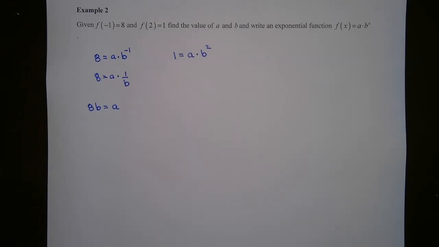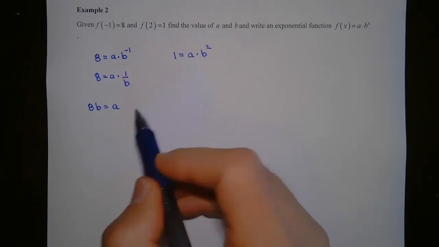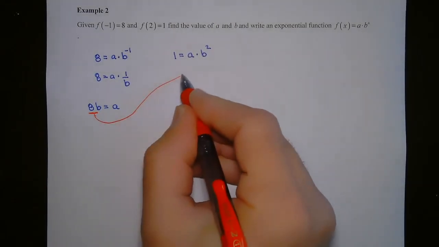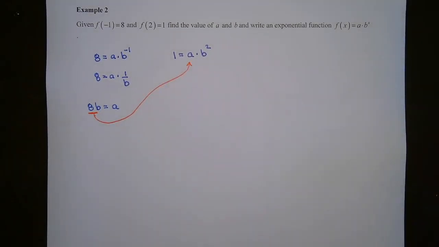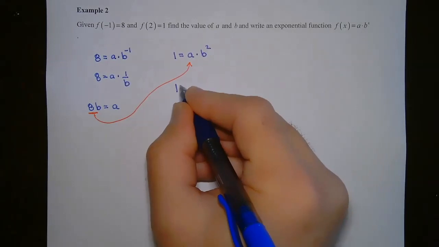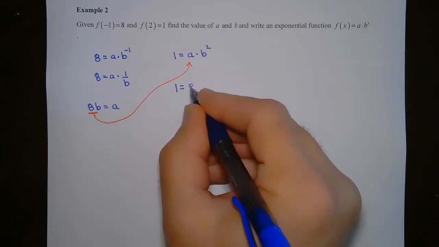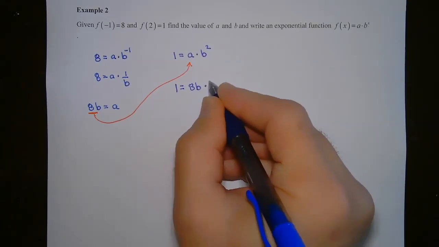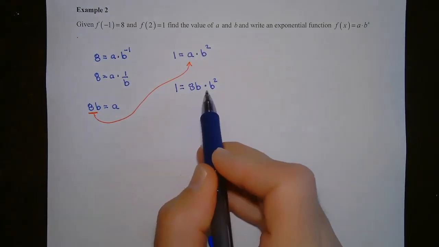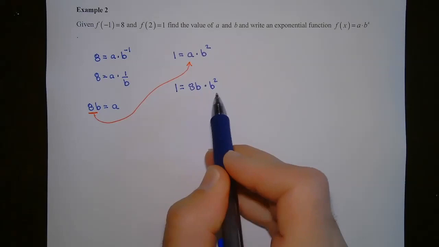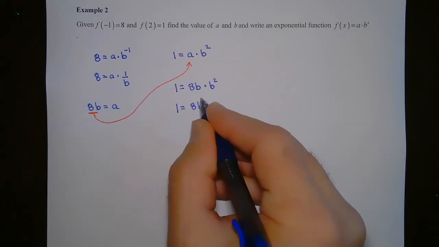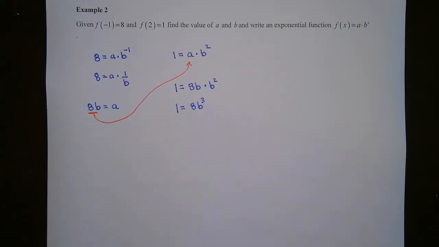So how does that help me? Well, back over here, I'm going to be able to put this 8b in for my a right here. So what that means is I can write this as 1 is equal to 8b times b squared. And then I can multiply these together because 8b times b squared is 8b cubed. So this becomes 1 is equal to 8b cubed. And then I'm going to solve for b now.